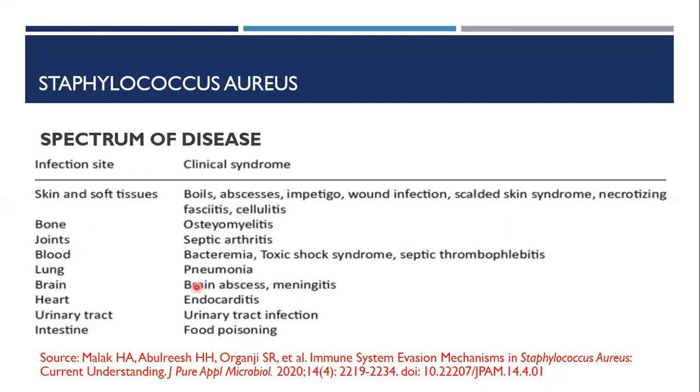In the lungs, pneumonia. In the brain, abscess or meningitis. In the heart, endocarditis. In the urinary tract, causing urinary tract infection. In the intestine, food poisoning. So actually, no need to memorize this table. My point here is that the disease process or the infection is based on where it gains entrance to the body, or the route of entry of the microorganism.